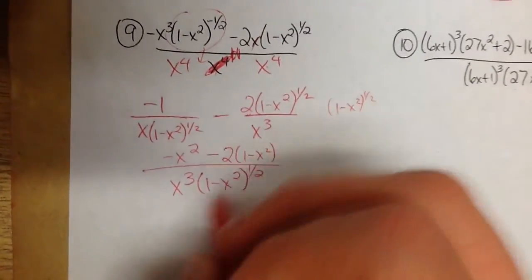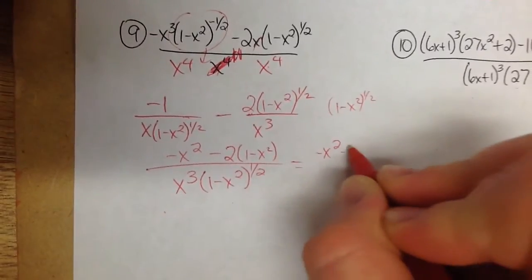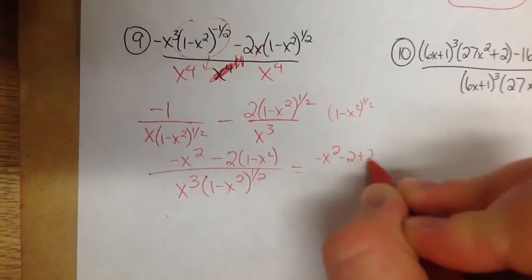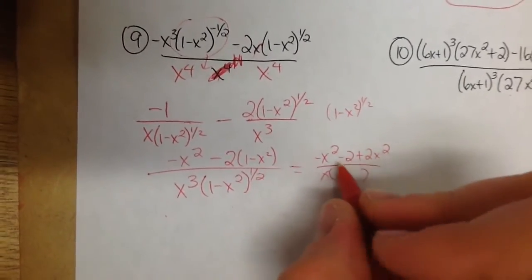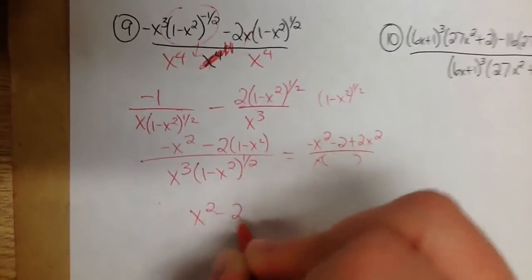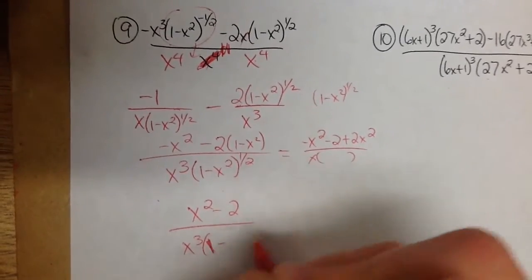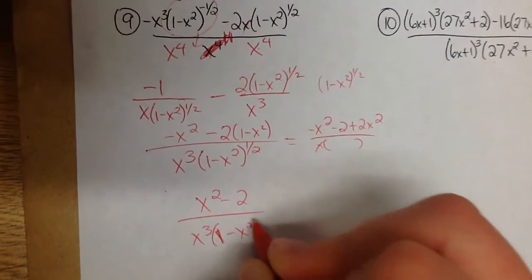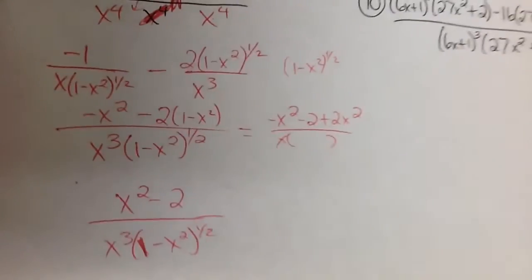And then distributive property, so you got, let's see, negative x squared minus 2 plus 2x squared over a bunch of stuff. Negative x squared plus 2x squared is just x squared minus 2 over that stuff. x to the 3rd times 1 minus x squared to the half. And I think that's it. Doesn't look like we can do anything else. That's not factorable.